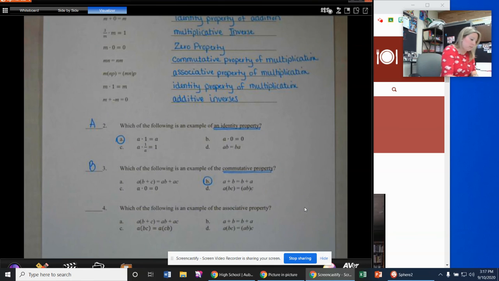Which of the following is an example of the associative property? Again, not telling me it needed to be of addition or of multiplication. So I'm not looking for operation. I'm looking for associative property, a group change. Now be careful. And I'm saying be careful because I know that there's a trick on this one. I'm going to give you some time. Look closely for a group change, not an order change.